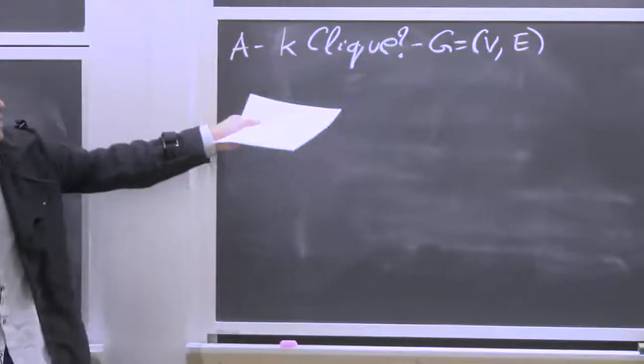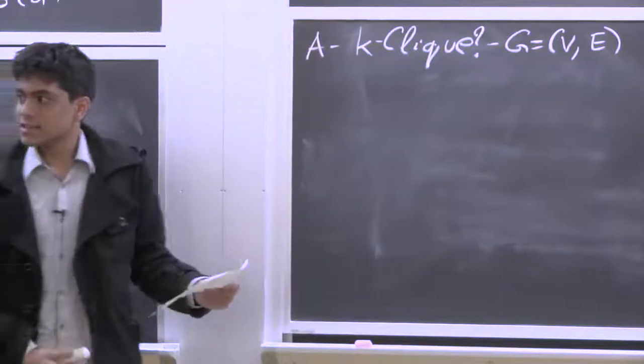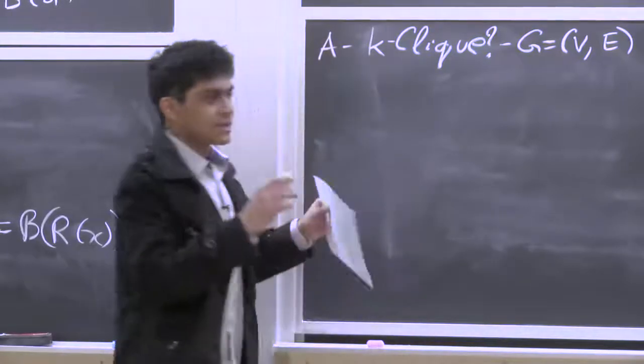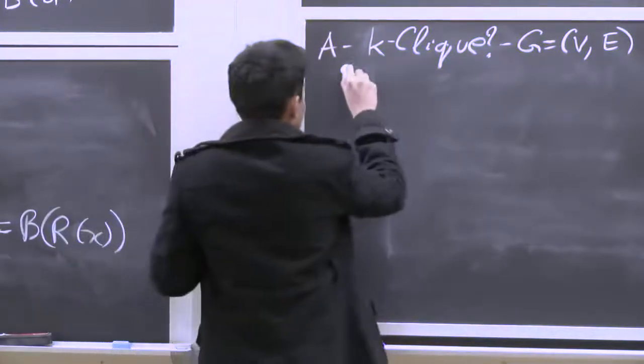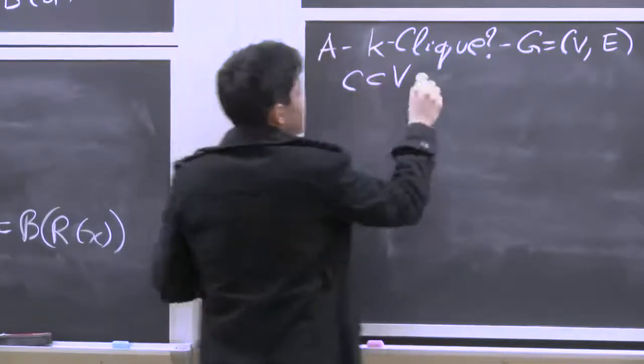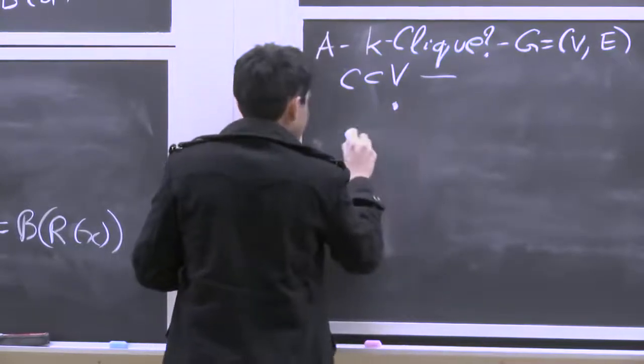So given a graph, is there a k-clique? Do people know what a clique is? Okay, so a clique is this. So a clique is a set of vertices. So let's say C subset of V, so the set of vertices, such that C is a complete graph. So let's just draw a diagram. That's probably easier.